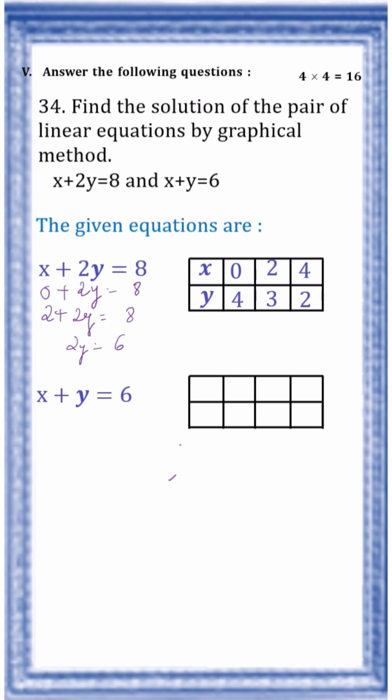Now let us put the table of values for x plus y is equal to 6. If I put x is equal to 0, y is equal to 6. Graph paper does not contain 6 here. I have taken a small graph paper. Y is equal to 4. If x is equal to 3, you can put an odd number here because there are only 2 values and no coefficient for either x or y. Okay. Y is equal to 3. If x is equal to 4, y is equal to 2.